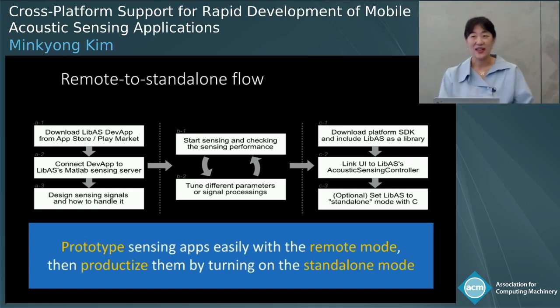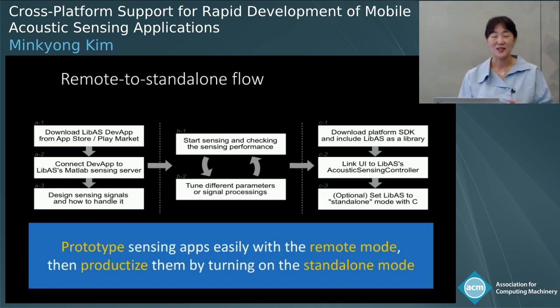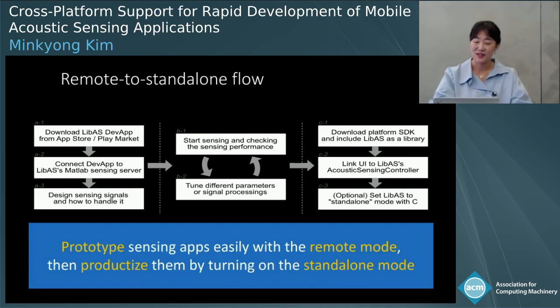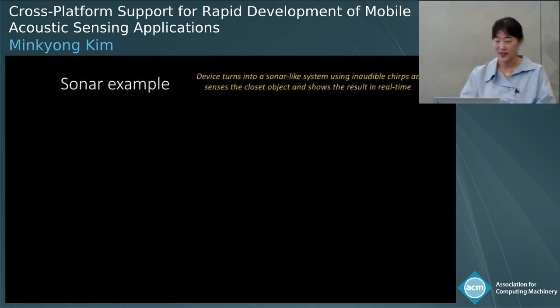Right? Because the thing is that MATLAB doesn't really support exporting to Android, for example, and it doesn't really support Tizen per se. But LibAS hides all those hardware or platform dependencies. So now you can just export it with the LibAS plus the C code, which can then be deployed on the Tizen platform. So you can prototype sensing algorithms easily with the remote mode and then productize them by turning to the standalone mode.